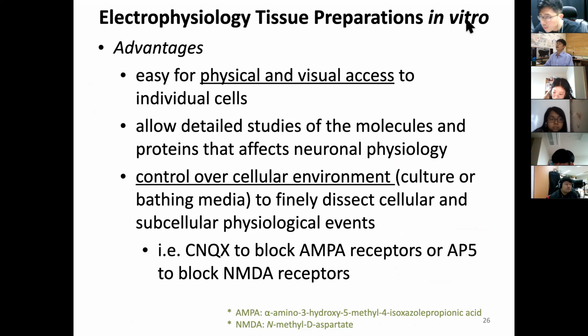So what's the advantage of in vitro electrophysiology tissue prep? Hey, it's easy to get physical visual access to individual cells. You know, once you get inside the brain in vivo, it's very hard to see and know. So it allows detailed studies of the molecules and proteins that affect neuronal physiology. For neurophysiology, this in vitro study is very critical, because you have good control over the cellular environment by using culture or bathing media, to finely dissect cellular and subcellular physiological events.